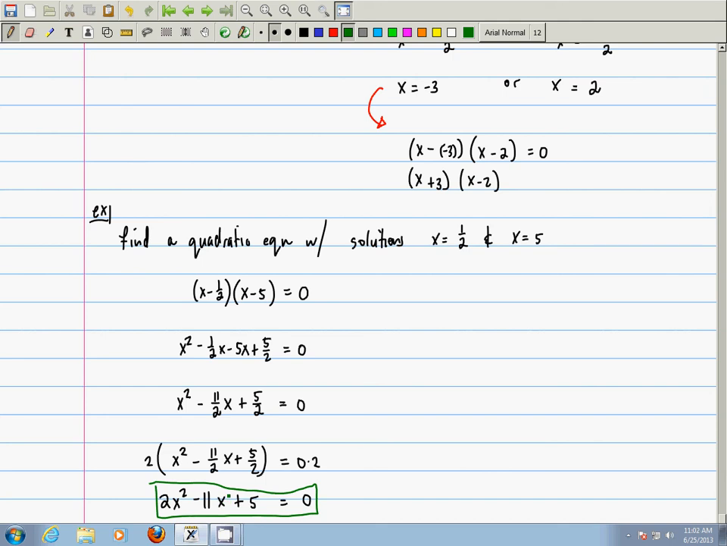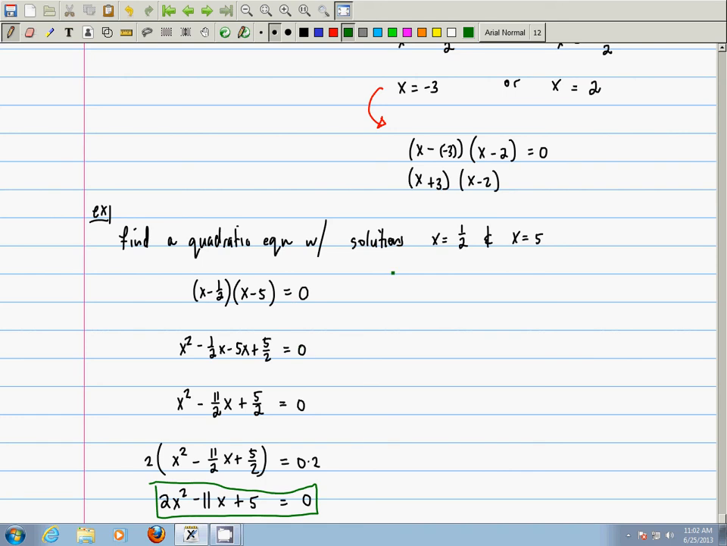Yeah, you could write 2x minus 1. That would be perfectly fine. And then you wouldn't have to deal with the fraction.